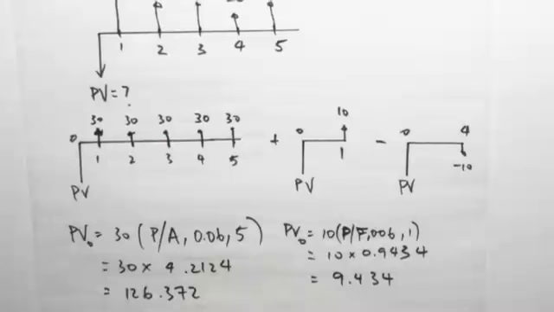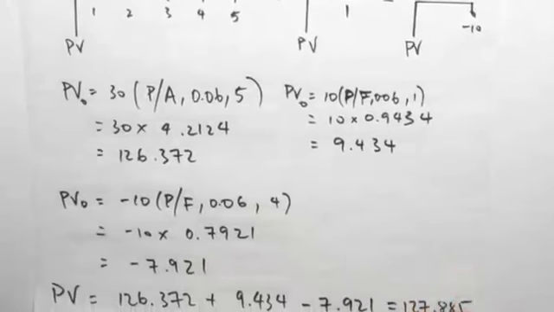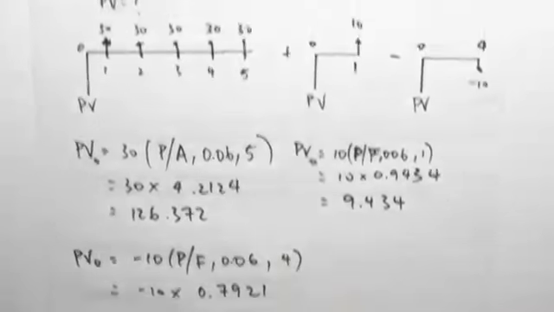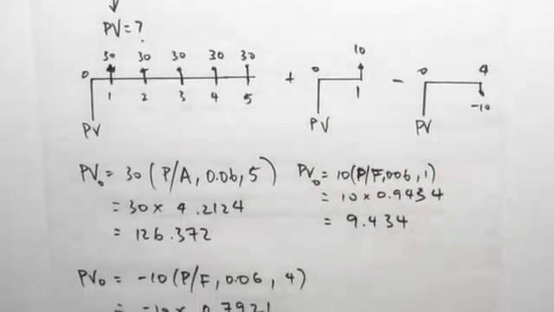Okay, the next thing I do is find the present value of the $10 in year 1 and year 4. In year 1, I look at my find present value given future value, i and n, and my factor was 0.9434. So the value of the $10 in year 1 was 9.434. Similarly, the factor for year 4 was 0.7921, so my present value at year 0 of the $10 in year 4 was 7.921.